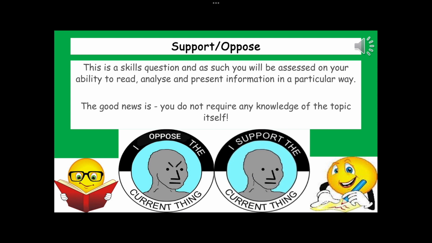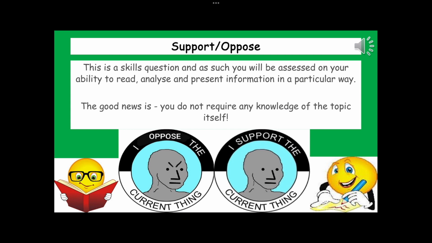So the first of the 3 source questions we're going to look at is the support oppose question. Now, like I said in the previous slide, this is a skills question, and as such you will be assessed not on the knowledge you already have, but on your ability to read, analyse and present information in a particular way. So again, the good news is you don't actually require any knowledge of the topic itself. You'll simply be given the view of someone, and based on the evidence in front of you that you'll find in the sources, you need to decide if you support their view or if you oppose their view.